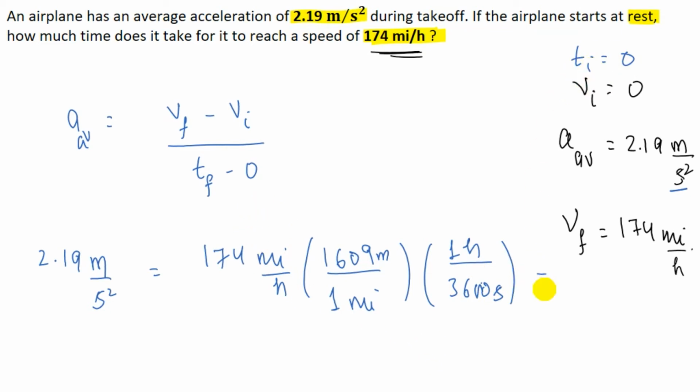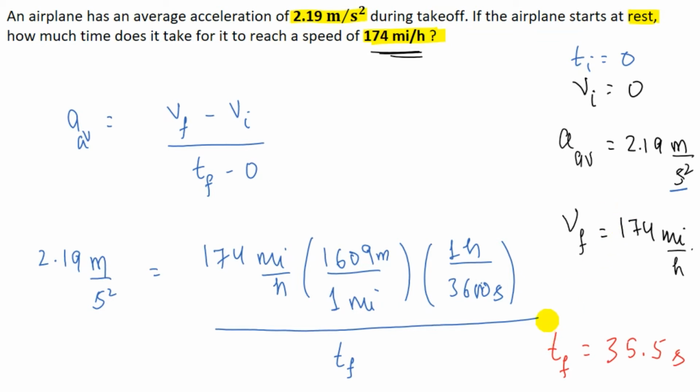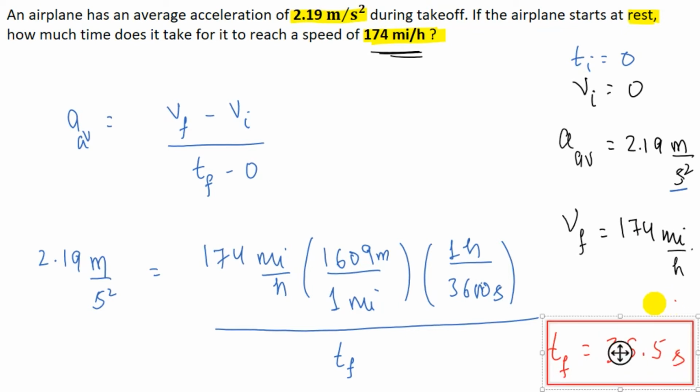Minus the initial velocity is 0, so we can neglect this. This is 0, no need to write. Divide by Tf. Tf we have to find. Now here we have only one variable, that is Tf. We can use our calculator to solve this, and the value of Tf from here comes out to be 35.5 seconds. So in this much time, the velocity of the airplane will become 174 miles per hour. So this is the answer.